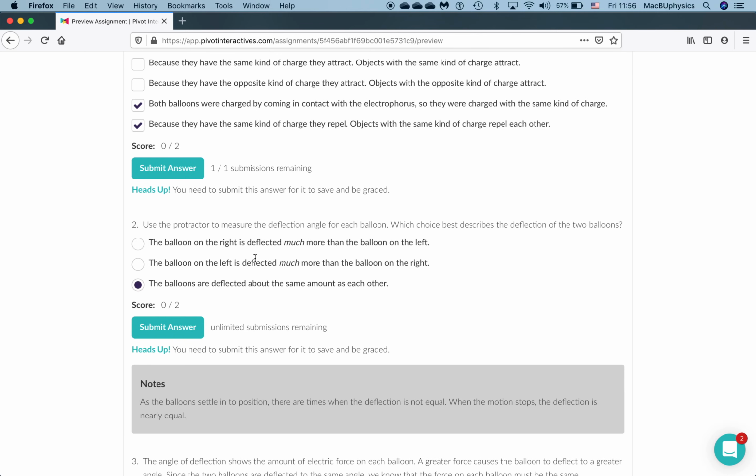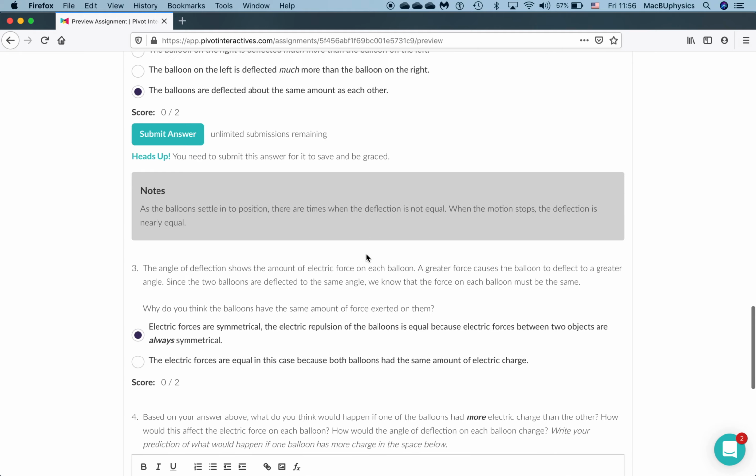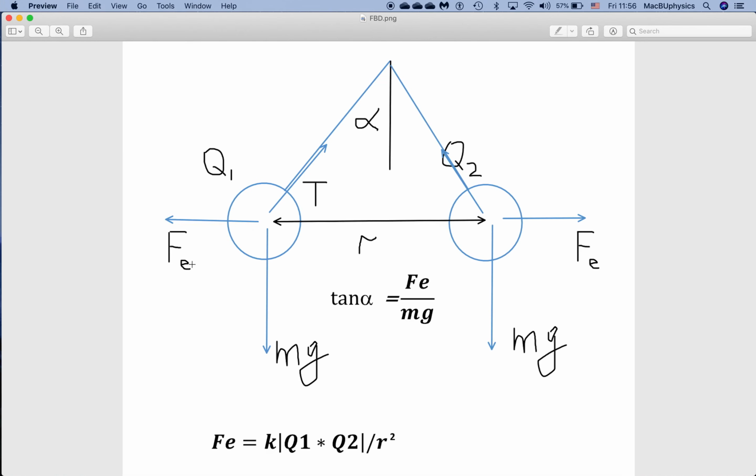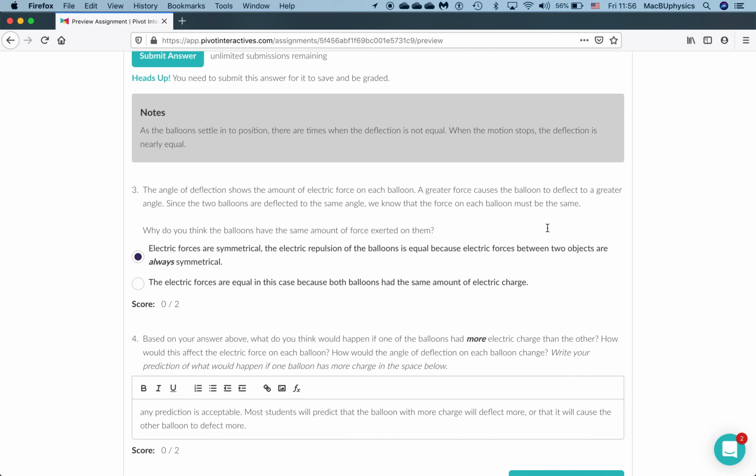Now, you can see that the deflection on the left and the deflection on the right is practically the same. And this statement is not very clear. Some students have troubles. Symmetrical. What does that mean? Well, this word symmetrical literally means that these two forces on the left and on the right must point opposite to each other and must have the same strength, the same magnitude. If you say it like that, of course, in that case, it's obvious.